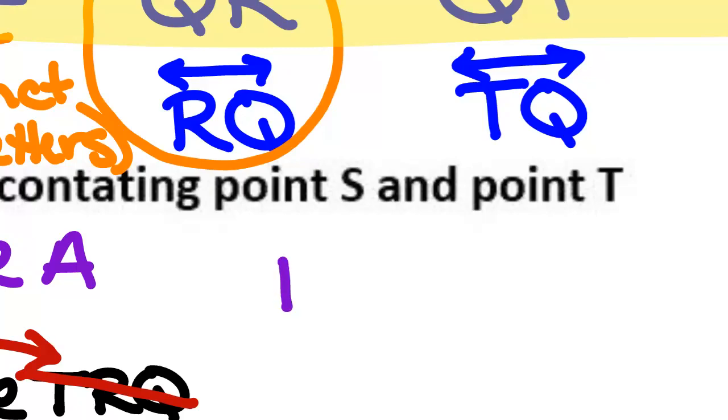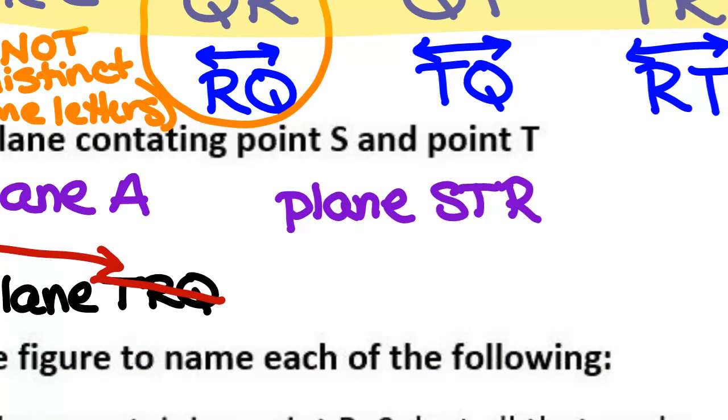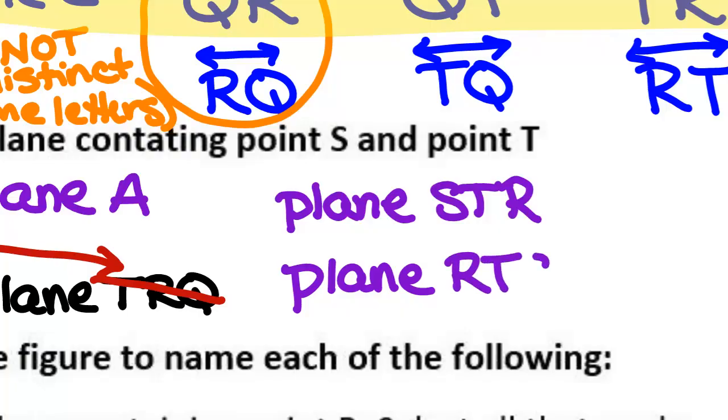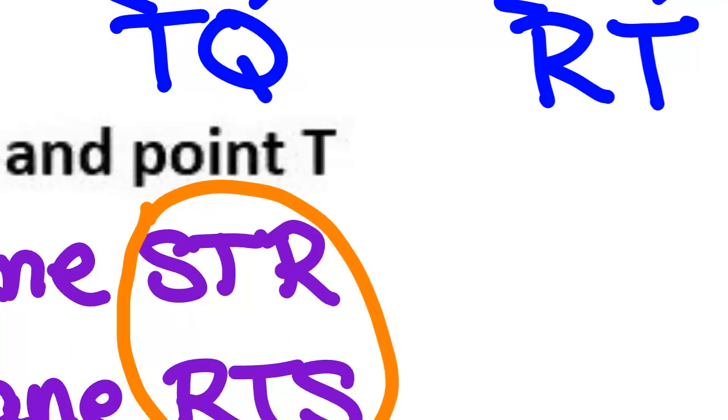STR. Plane STR. Or could I do RTS? Would that be okay? What's the difference between these two? Are any of the letters different? No, just the order of the letters. So does anybody remember what we would call that when all the letters are the same, but it's just a different order? Not distinct. Yes, not distinct.